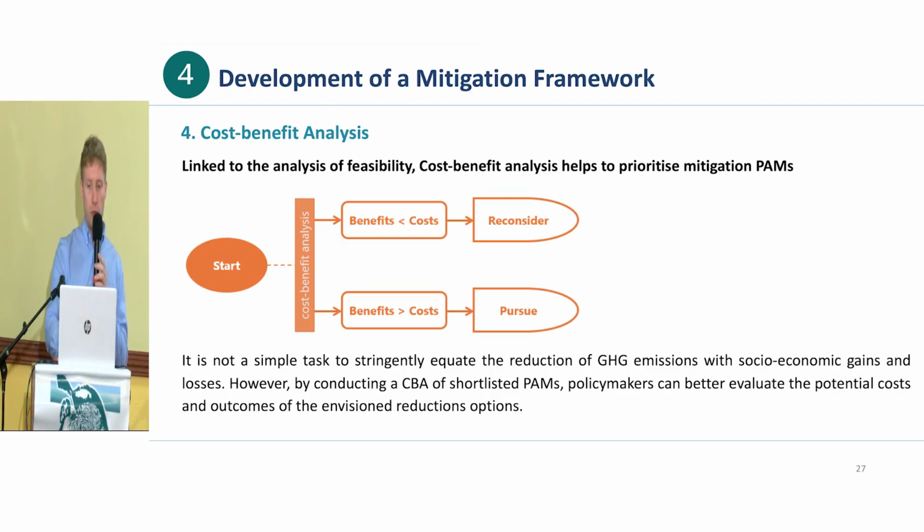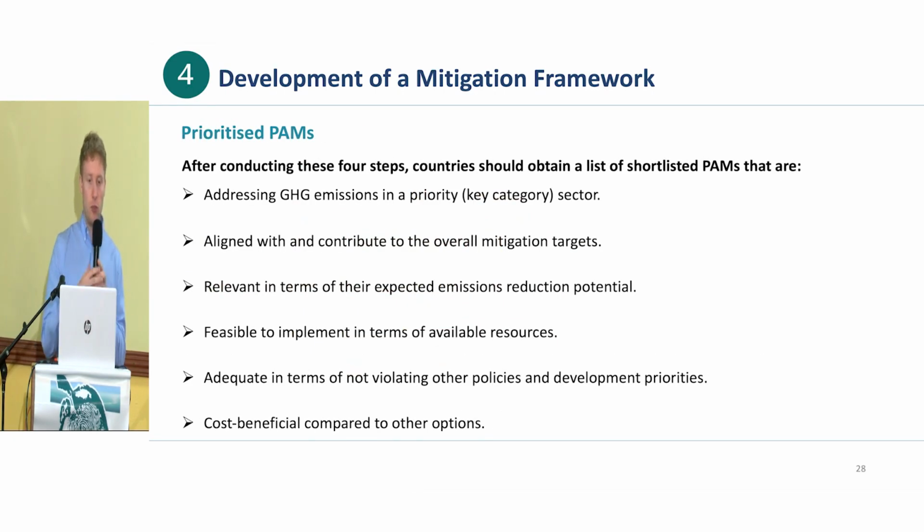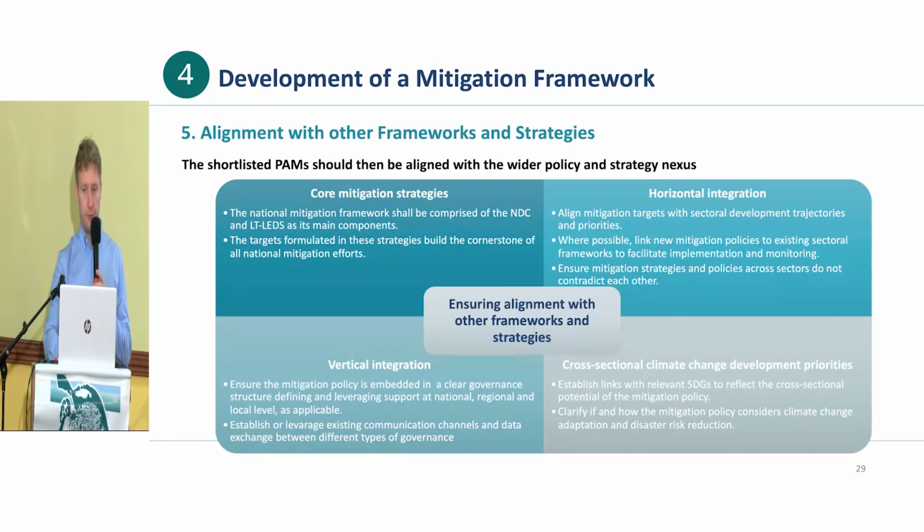But the idea is, of course, that mitigation policies should undergo some sort of analysis to know whether we should reconsider or pursue them. So to end this short part, when we've done all this, we arrive at a list of prioritized policies and measures for mitigation, which address greenhouse gas emissions in priority sectors, are aligned with the overall targets, are relevant, are feasible, are adequate, and are cost beneficial.